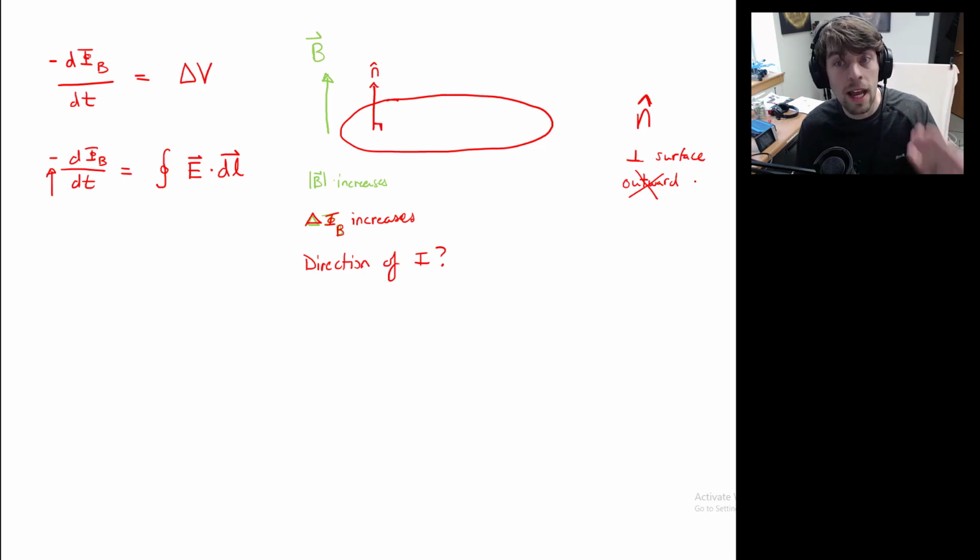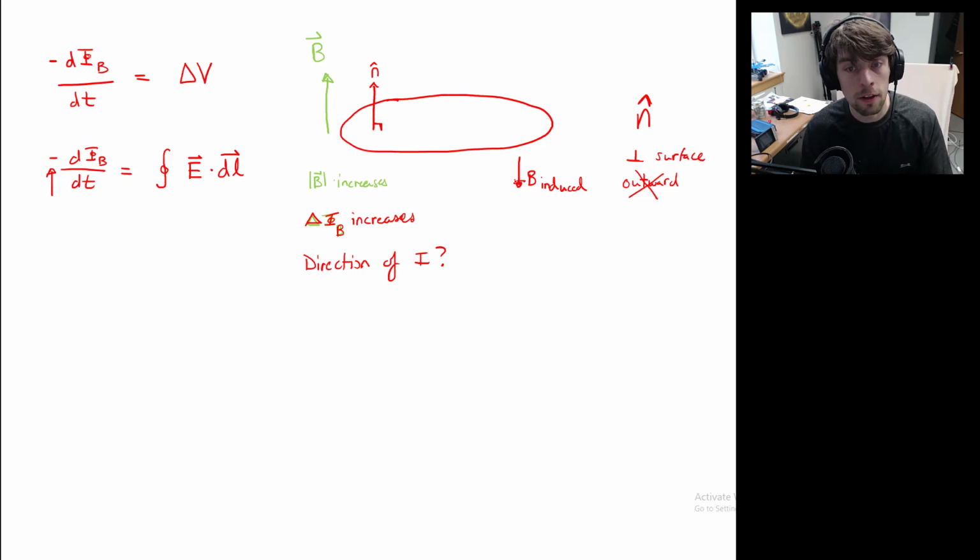Because of this negative feedback loop, current will run in the circuit, the loop, in order to decrease the increasing flux. It will try to oppose whatever's occurring. So if the flux is increasing, current will run to decrease that flux. That means that the current will run such that an induced magnetic field is pointing downwards, opposing the change. And I'll just call this induced.